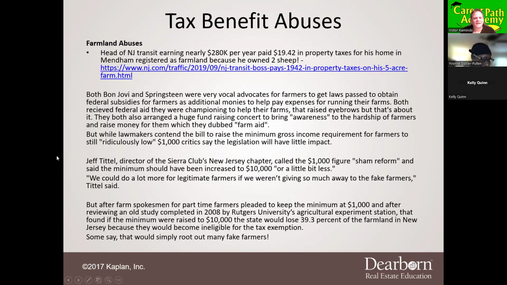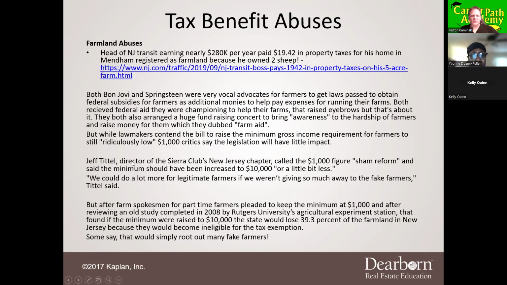Now, these abuses came to be known when John Bon Jovi and Bruce Springsteen were holding concerts called Farm Aid. They were trying to push for additional subsidies for farmers, for the government to give farmers money. Then it came out that they had claimed their own properties as farms. So it became a big outrage, and politicians were debating how they were going to fix this problem, and their solution was to make it just $1,000 a year in gross income that you had to earn to be considered a legitimate farm.